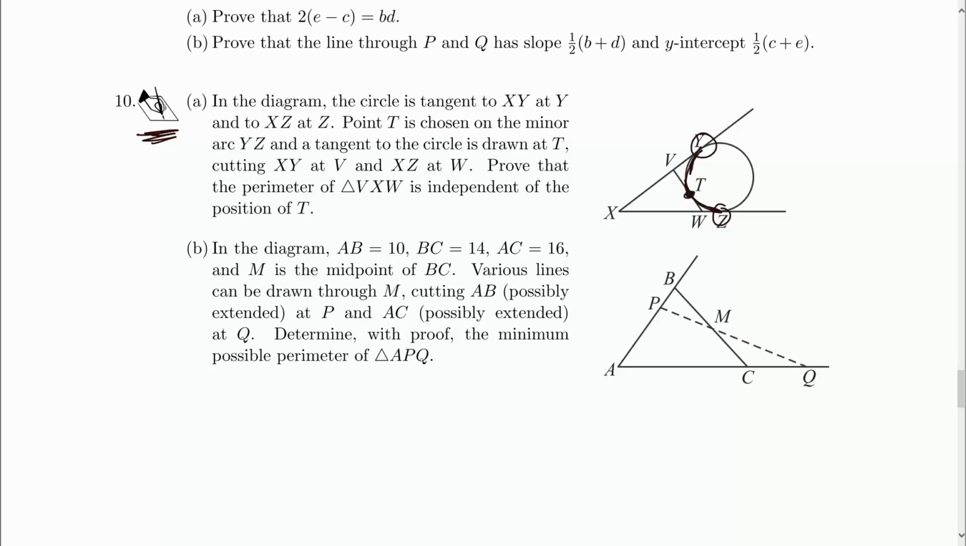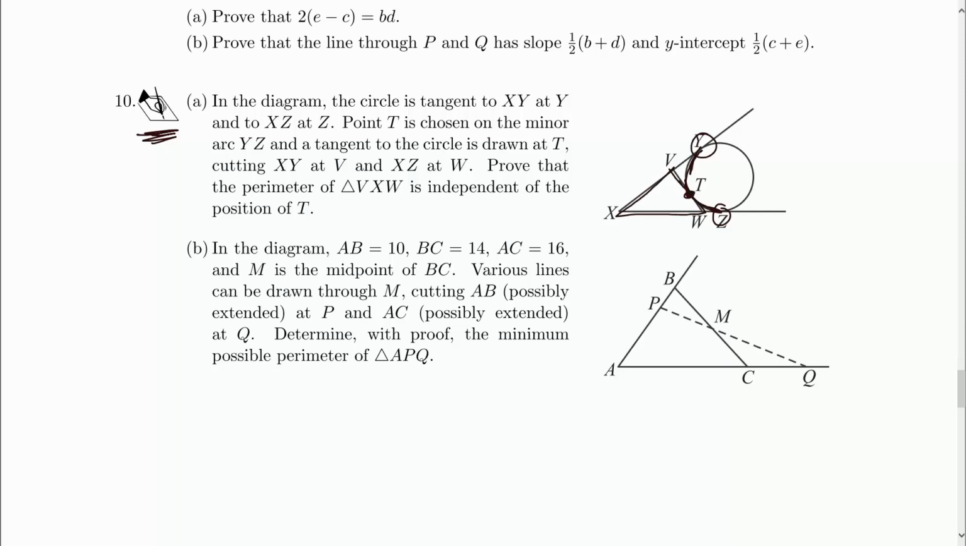So T is chosen. Do we know how T is chosen? But once it's chosen, we draw the tangent, and it's going to be a unique tangent, and they call it VW. Prove that the perimeter, so it doesn't look like they're giving us any more information on where T is chosen. T seems arbitrary. Prove that the perimeter of triangle VXW is independent of the position of T.